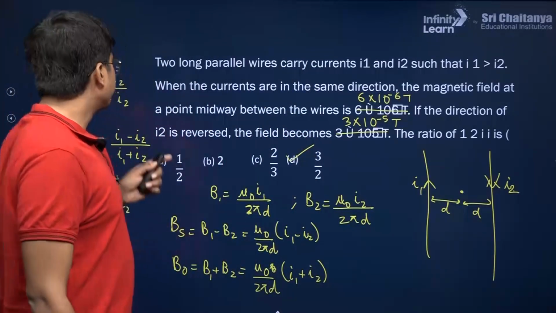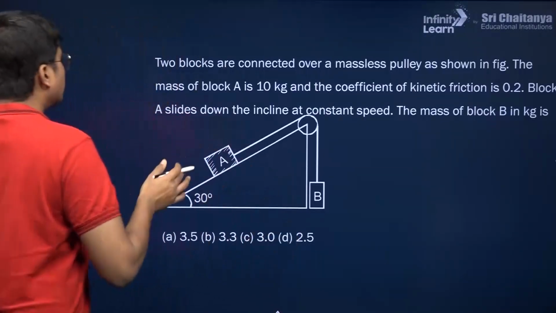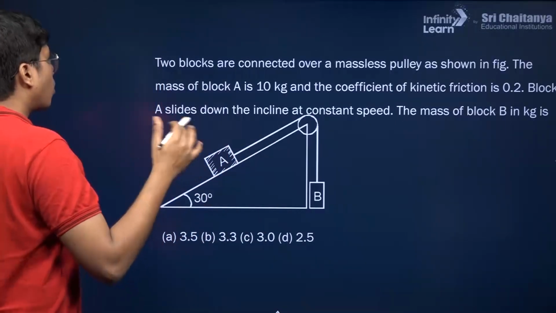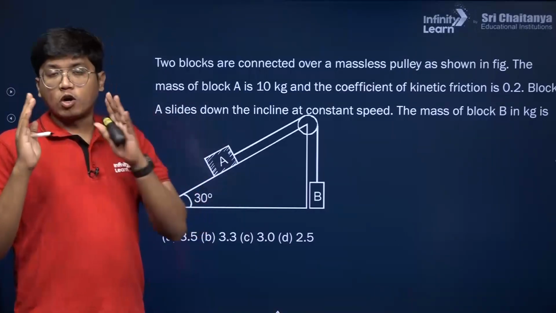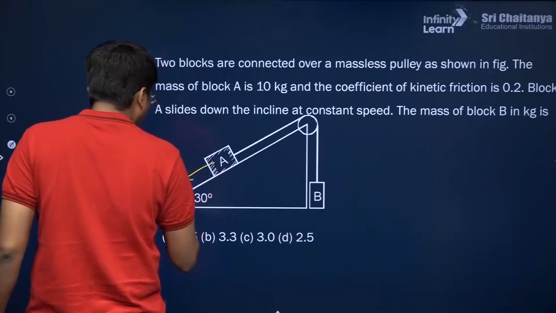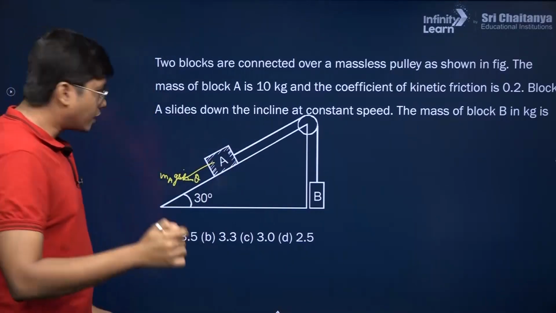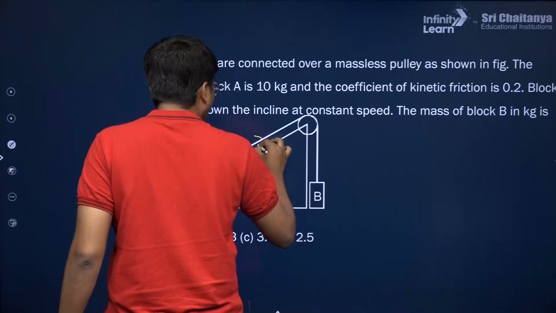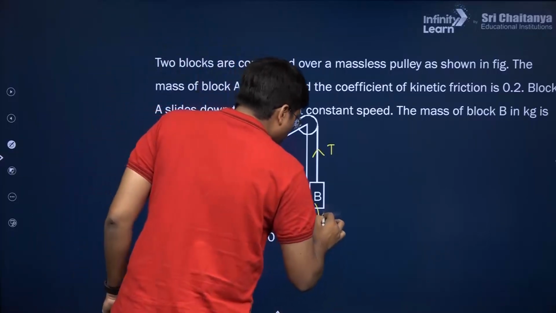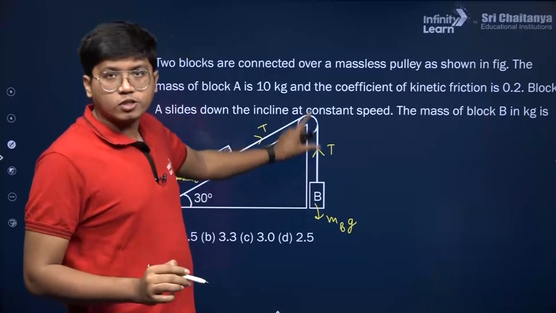Let's look at the next one now. This says two blocks are connected over a massless pulley as shown in the figure. The mass of block A is 10 kg. Coefficient of kinetic friction is 0.2. Block A slides down the incline at constant speed. Constant speed means there's no acceleration, which means the force on this is MA G sine theta. Only the sine component acts in this direction. In the backward direction, you have tension. Here also you have tension, and that tension value is equal to your MB G, because again, the forces are equal since there's no acceleration.